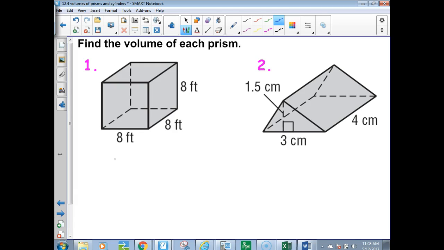The boxes are probably the easiest because all you do is multiply the 3 dimensions. The bottom or base area would be the 8 times 8 if you wanted to think about it that way. So regardless, we're just going to multiply the 3 dimensions. So I've got 64 for the area of my base times 8, or you can just go ahead and multiply them all at once. What was it? 512? Yeah. Cubic feet.